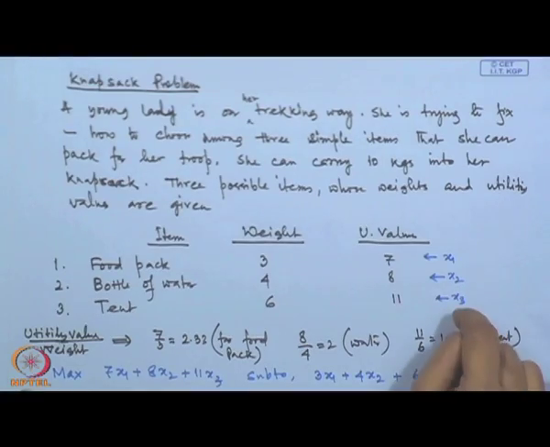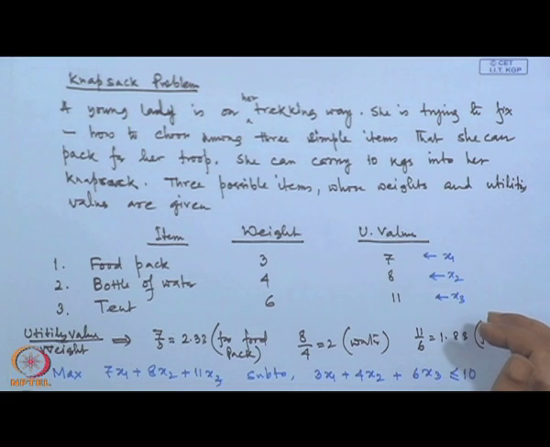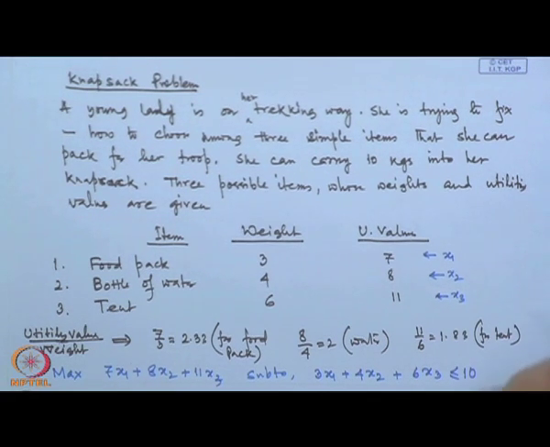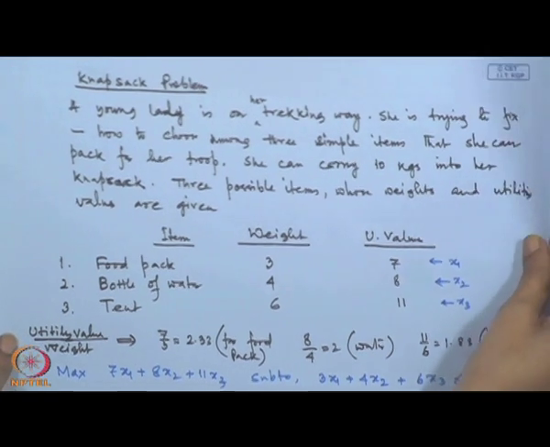How can we divide the situation into different stages? One possibility could be, if I want to utilize 10 kgs of weight, let us start from the back. We will first select how many tents we will consider. That could be the first stage. The second stage could be how many tents as well as the number of bottles of water we will consider together. And the third stage is the tents, the bottles of water and the food packs. In that way we can divide into 3 stages.